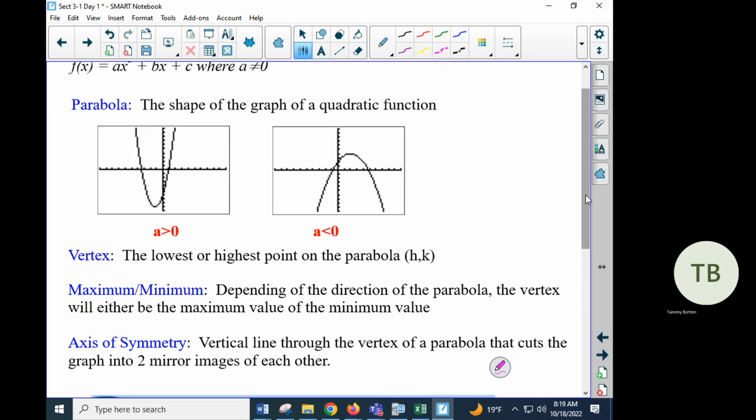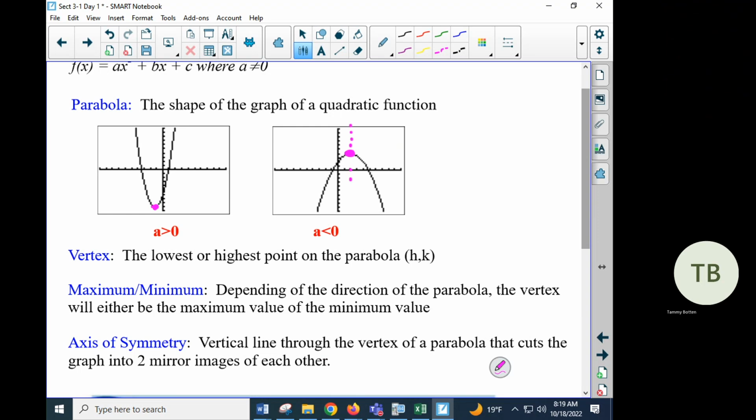So again, if whatever is in front of your x squared is positive, it's going to open up. If it's negative, it's going to open down. The vertex of a parabola is this point right here. It's like the point that your parabola either opens up or opens down. And that is one thing we're going to label on our graphs when we do it. So I'll be showing you how to find that vertex.